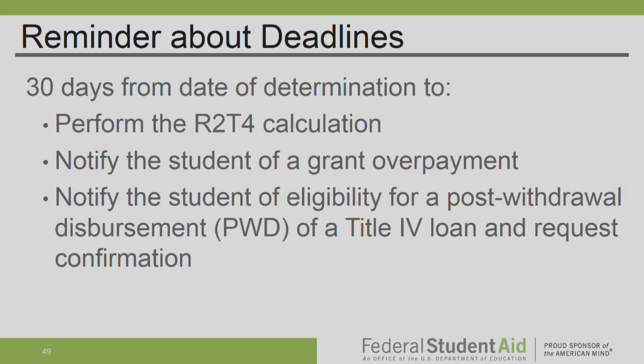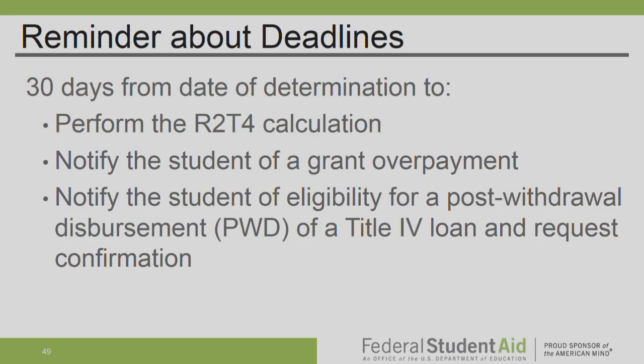Now, again, I know you've seen this 100 times. Just a reminder, what are some of the deadlines that I'm responsible for after the date of determination? I have 30 days after the date of determination to, for instance, complete the R2T4 calculation. We're all very much aware of that, right? At the same time, at the end of those 30 days, I better be ready to notify the student if there's an overpayment. So let's try not to do it all on the same day, okay?